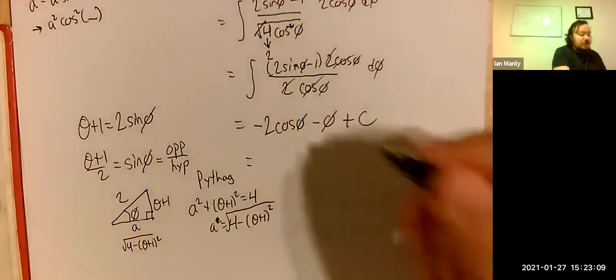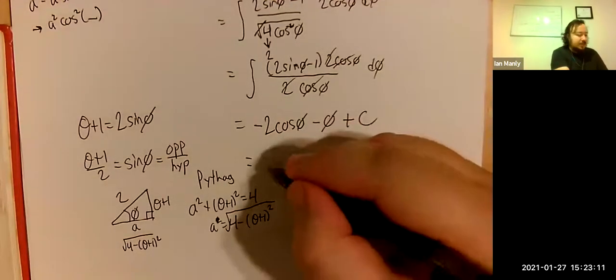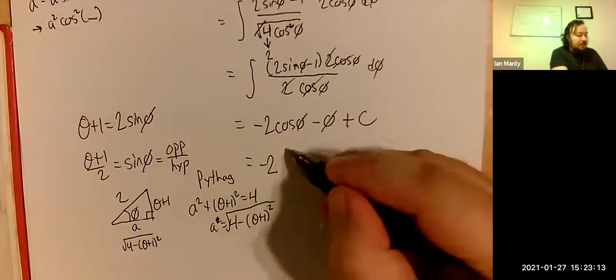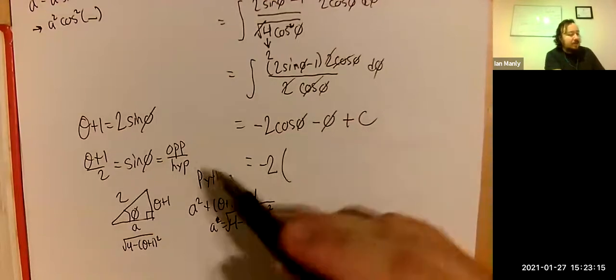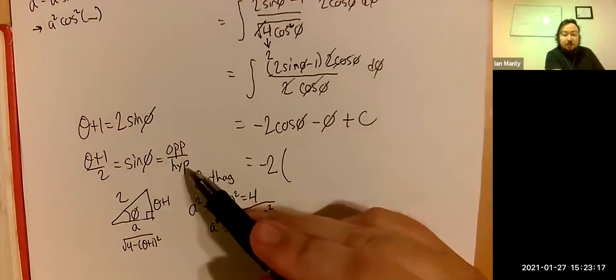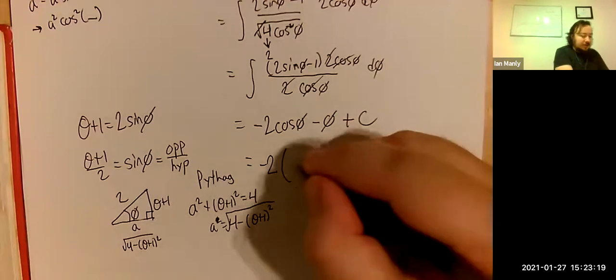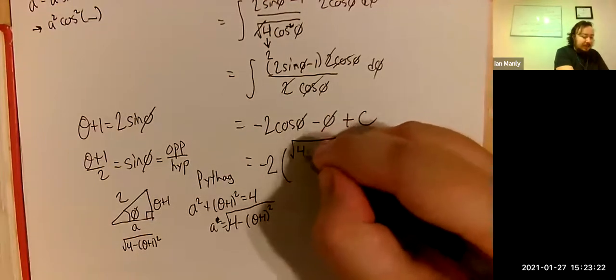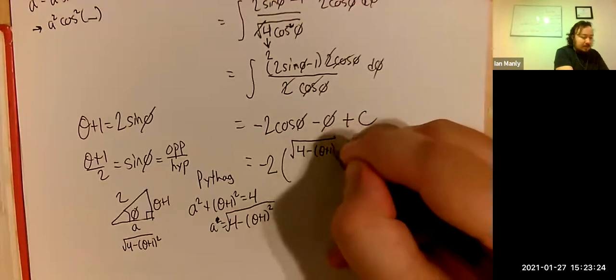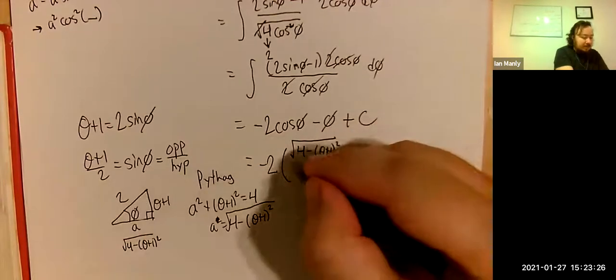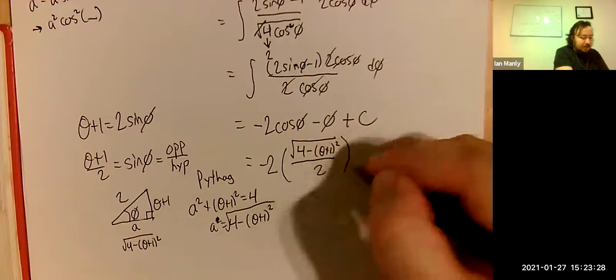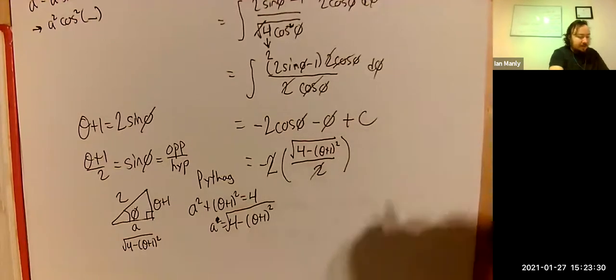Anyways, now that we have our adjacent side, let's figure out what cosine is. We have negative 2. Now cosine is going to be adjacent over hypotenuse. So we use our new adjacent side, and then we divide by the hypotenuse, which is 2. And conveniently, those will cancel out.